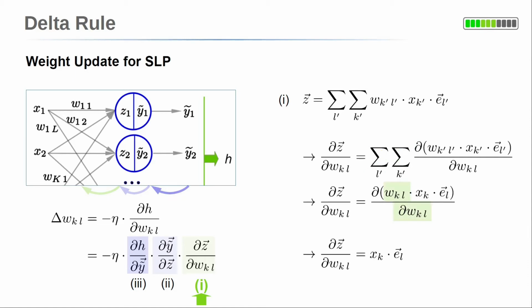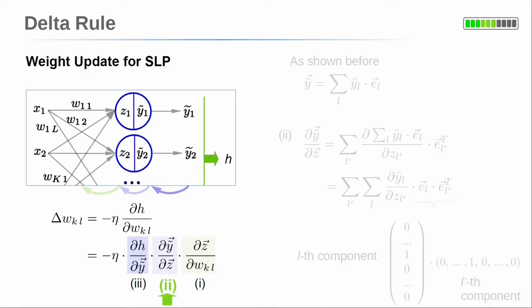The derivative of w_kl with respect to w_kl is 1. So the derivative of the summation vector z with respect to a parameter w_kl is x_k times the unit vector e_l. The second contribution to the gradient according to the chain rule is the derivative of the output vector y tilde with respect to the summation vector z.